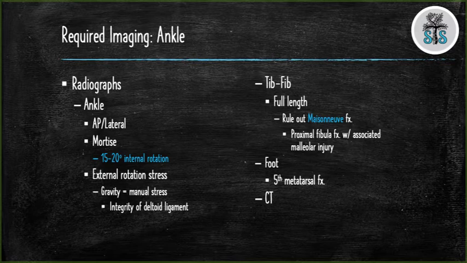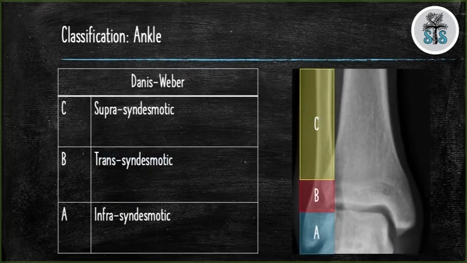In addition, you can obtain radiographs of the foot to look for other associated injuries, especially fractures of the base of the fifth metatarsal. You can obtain a CT scan if you're unable to define the fracture with plain radiographs, or if you're worried about whether or not the articular surface is impacted. Sometimes, injuries to the posterior malleolus can be difficult to see on radiographs, so they can be better defined with CT scans. There are two main classifications of ankle fractures.